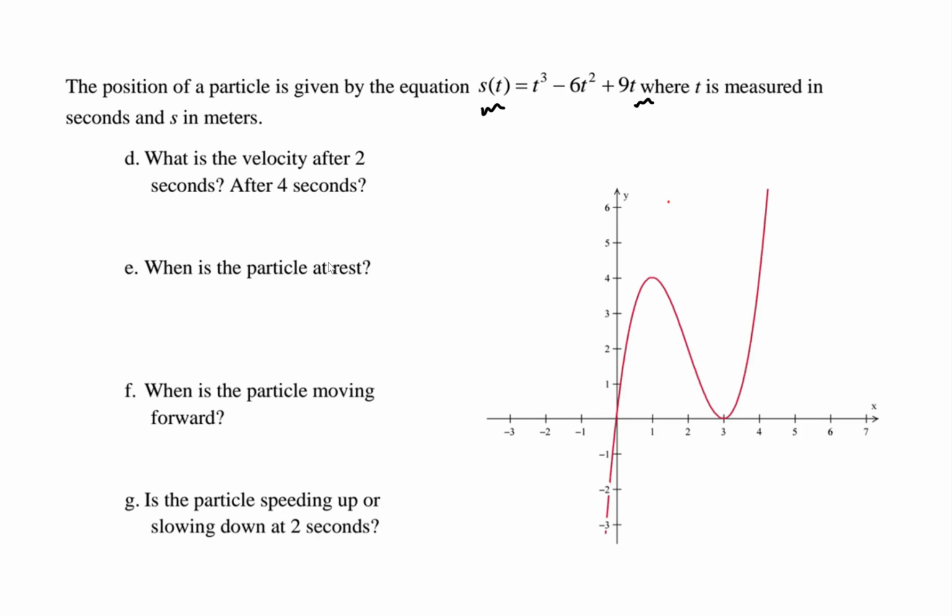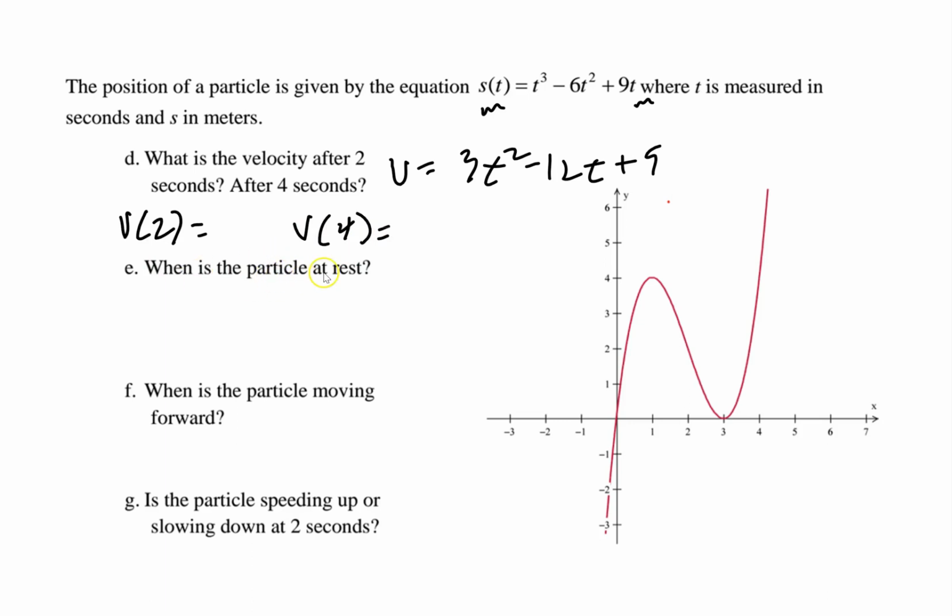I want to show you when your velocity is moving to the left. Do a sign chart for the first derivative. That's all this is. So look at this one. What is the velocity after 2 seconds, after 4 seconds? Well, I've got my displacement, so let's find the velocity. Take the derivative: 3t squared minus 12t plus 9. Right? And then velocity at 2 seconds is plug in 2 seconds. Plug in 4 seconds. I won't waste your time, but that's all you do.